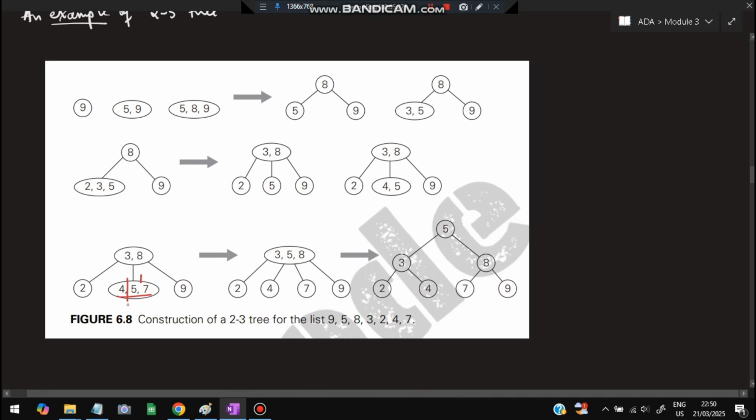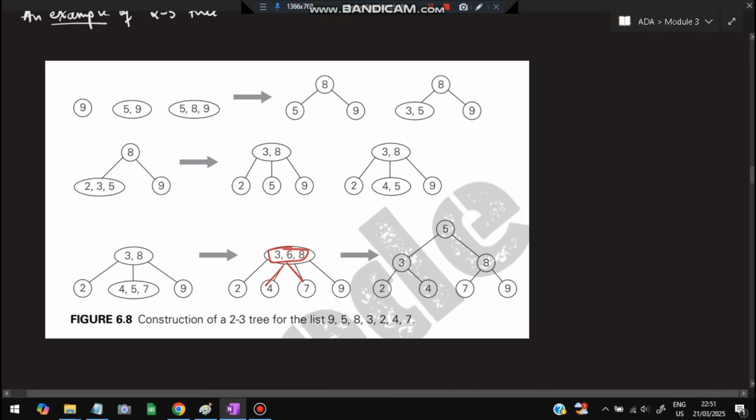So we will be taking the partitions here, and left part of 5 will be 4 and right part of 5 will be 7. Okay, and 5 will be taken above. When we take 5 above, it will become in between. So left part is 4 and right part is 7. Done. Now what we can do is we can form the groups.